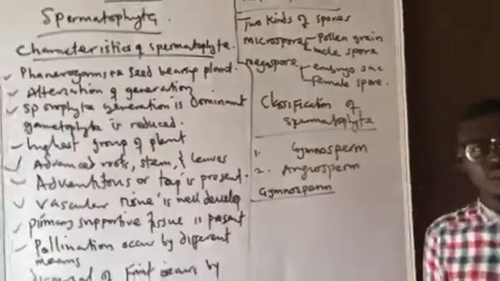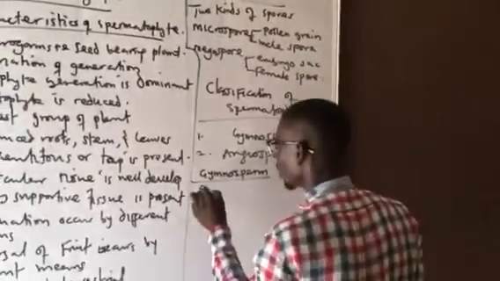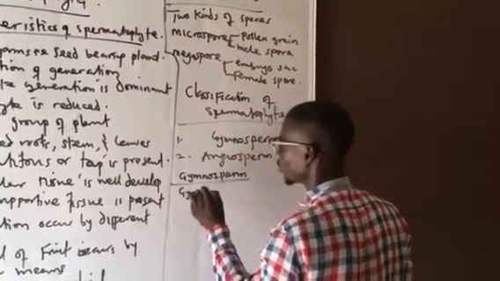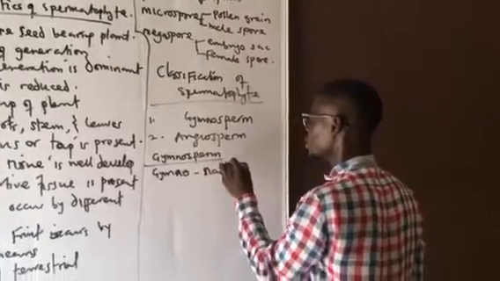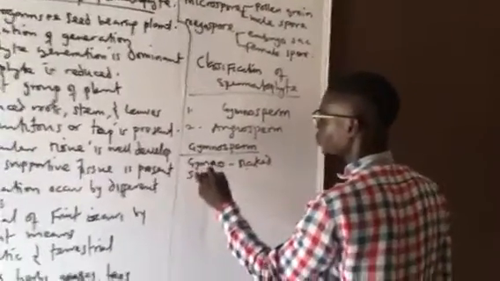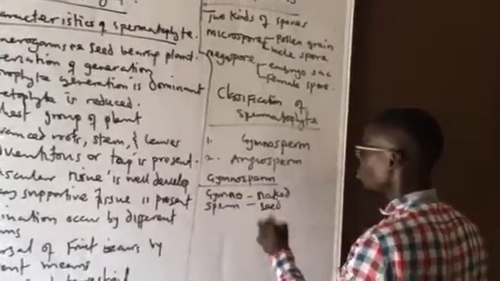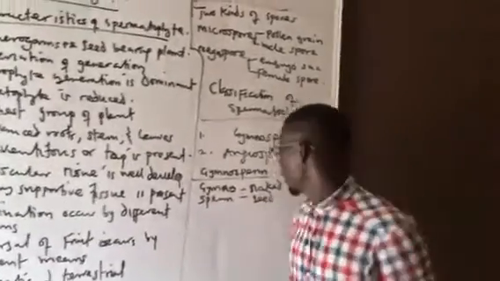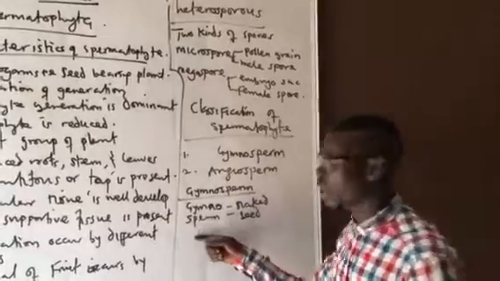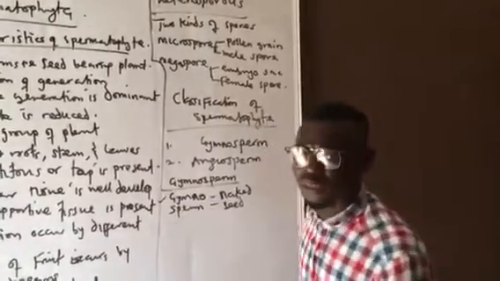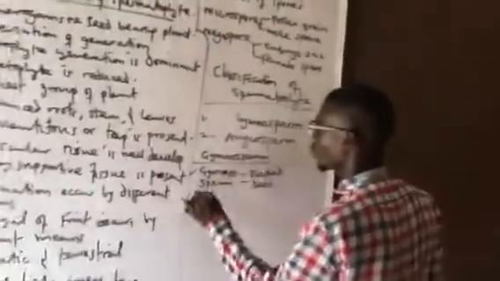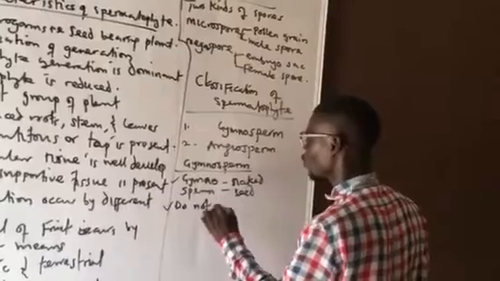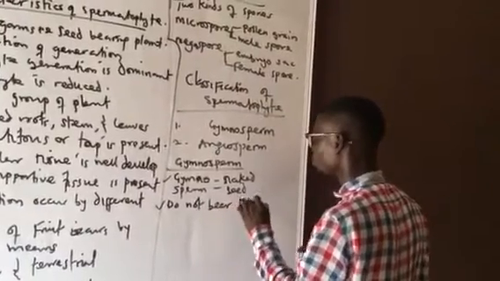So the characteristics of Gymnosperm, as the name implies, gymno means naked, and sperm means seed. So when you add both together, you have naked seed. This group of plants produces naked seed. That is the Gymnosperm. For the fact that they produce naked seed, they are flowerless. They do not bear flower.